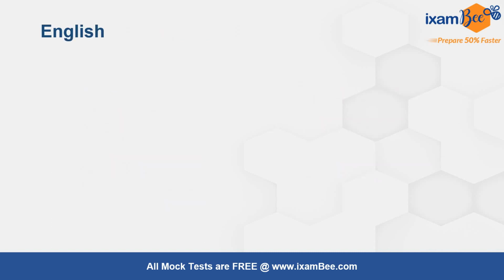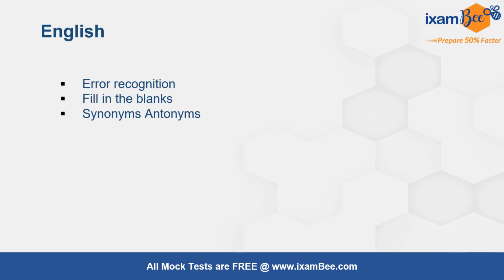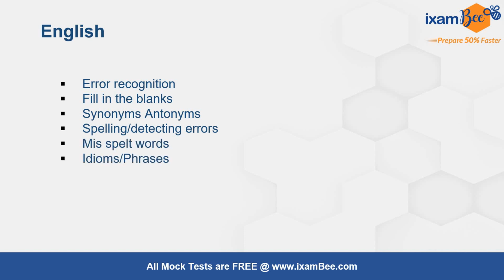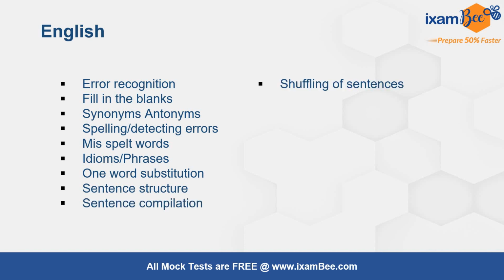The third is English. This is again common with all the other law officer exams. Important topics are error recognition, filling the blanks, synonyms, antonyms, spelling, detecting errors, misspelled words, idioms, phrases, one-word substitution, sentence structure, sentence completion, shuffling of sentences, vocabulary, comprehension. So all these are important in English.